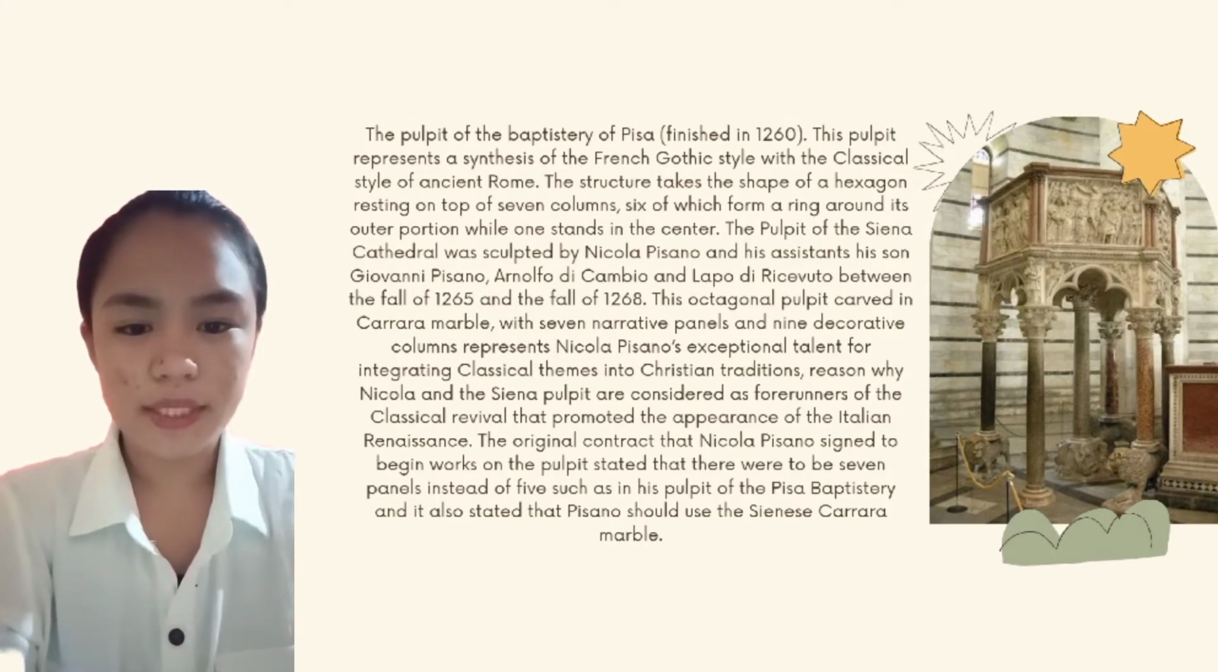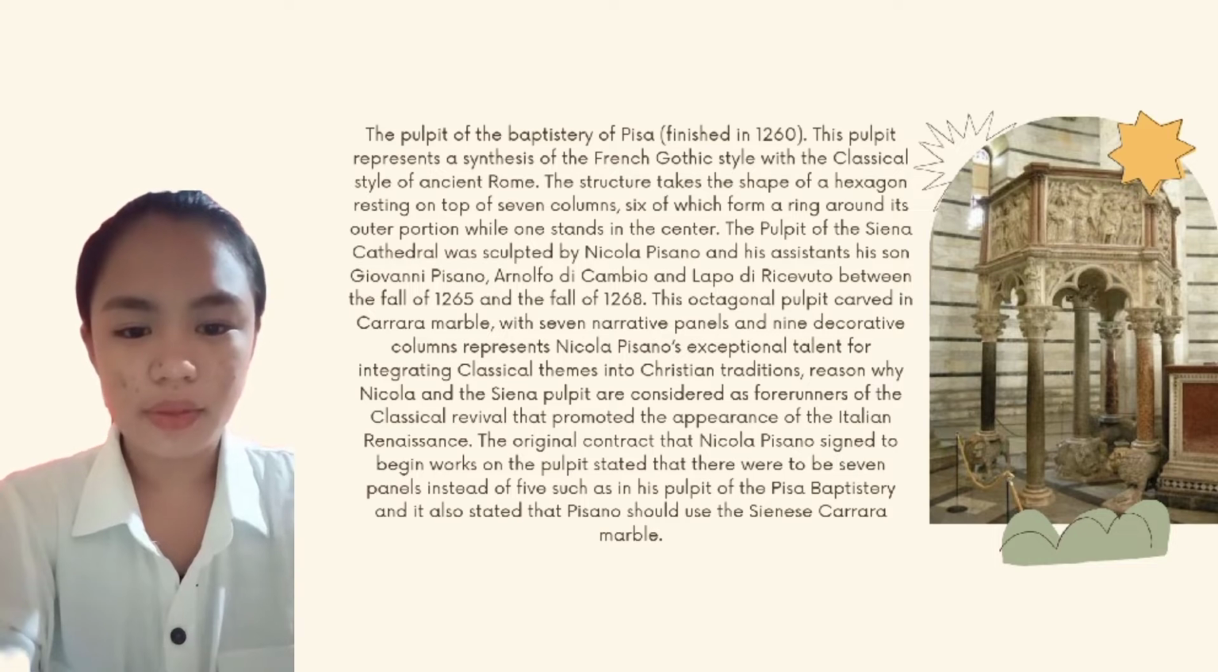The pulpit of the Baptistery of Pisa was finished in 1260. This pulpit represents a synthesis of the French Gothic style with the classical style of ancient Rome. The structure takes the shape of a hexagon resting on top of 7 columns, 6 of which form a ring around its outer portion, while one stands in the center.